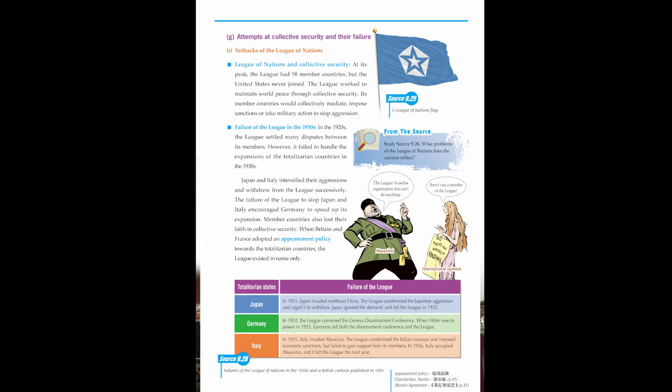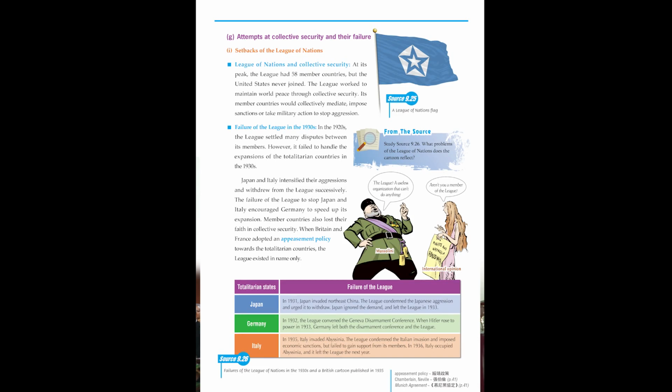Germany. In 1932, the League convened the Geneva Disarmament Conference. When Hitler rose to power in 1933, Germany left both the Disarmament Conference and the League. Italy. In 1935, Italy invaded Abyssinia. The League condemned the Italian invasion and imposed economic sanctions, but failed to gain support from its members. In 1936, Italy occupied Abyssinia, and it left the League the next year.